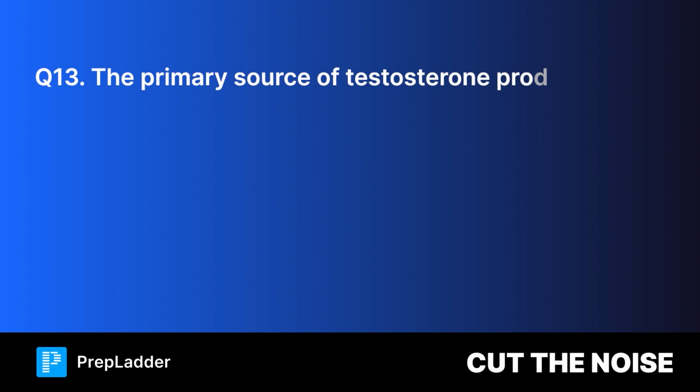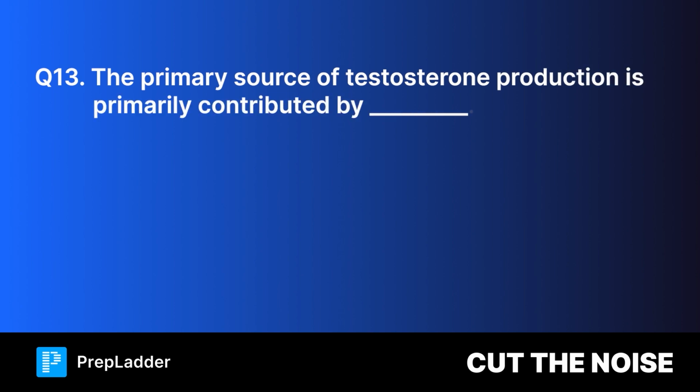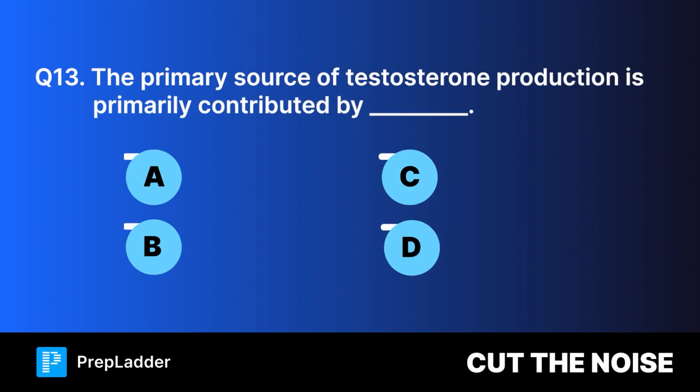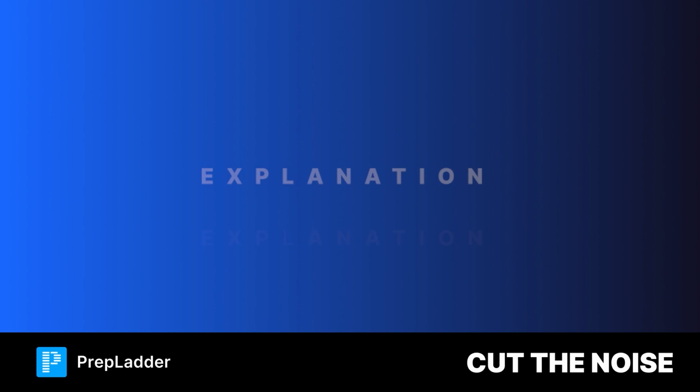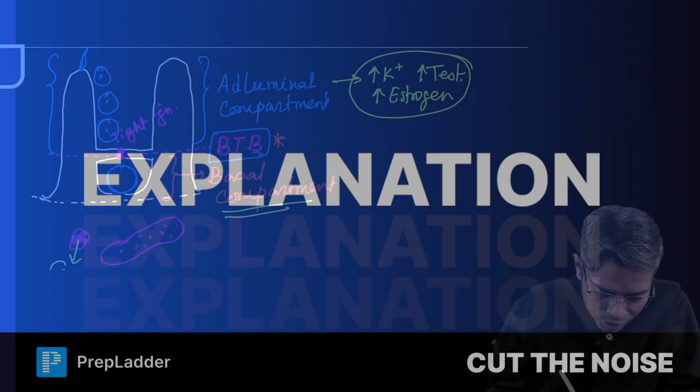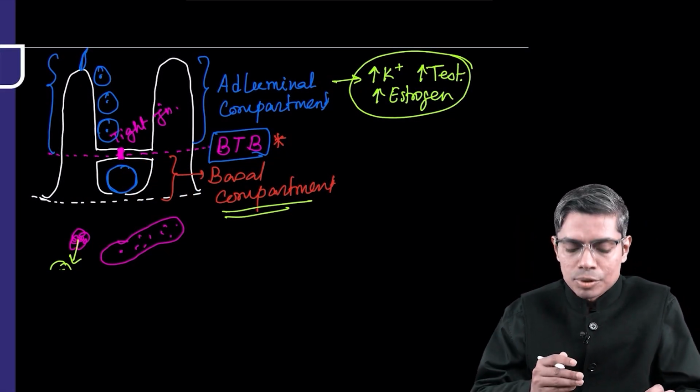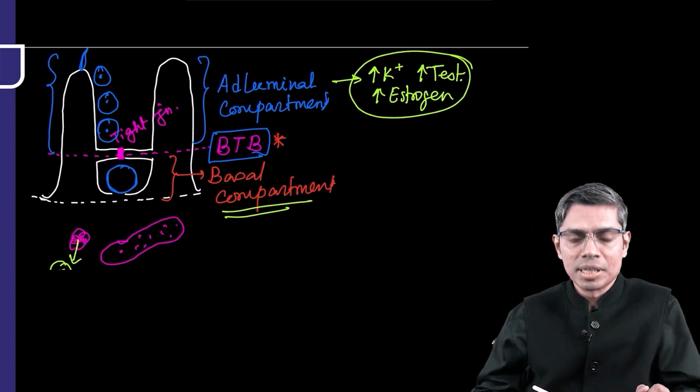Question 13. The primary source of testosterone production is primarily contributed by. Your options are, and the correct answer is Leydig cells. Here's the explanation. The testosterone is produced from the Leydig cells which are present outside this abdominal compartment.